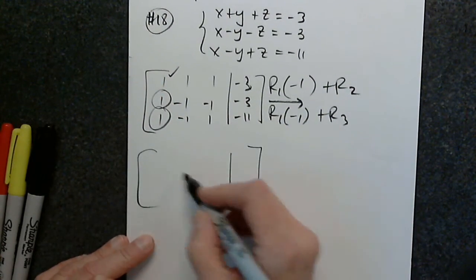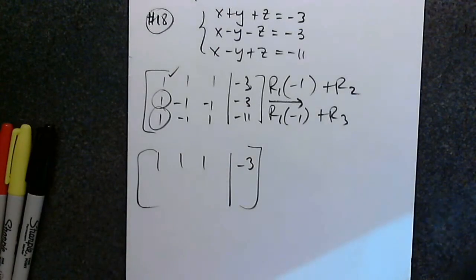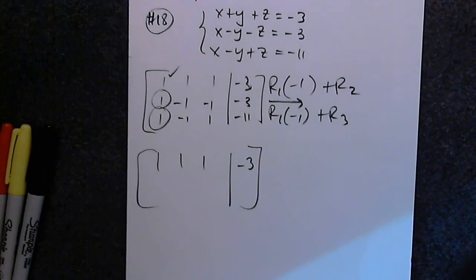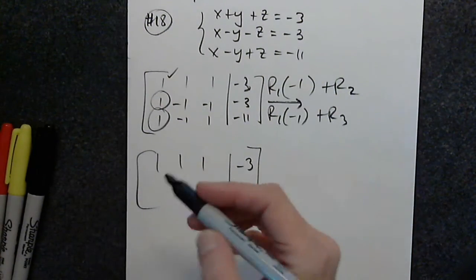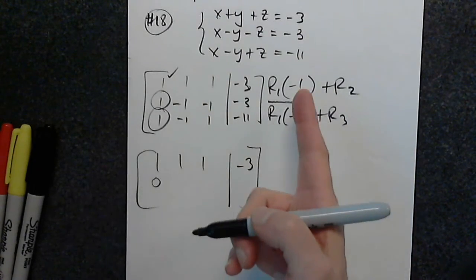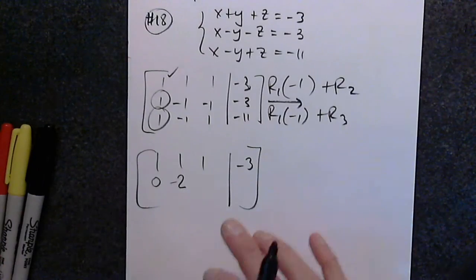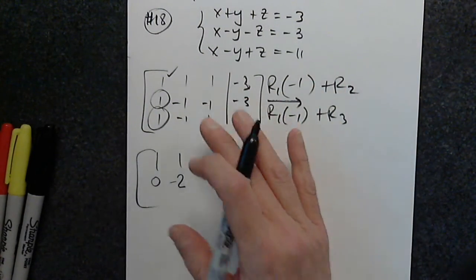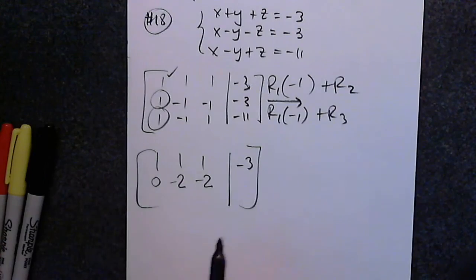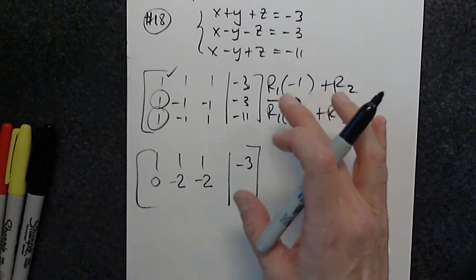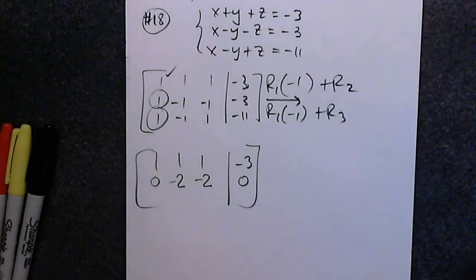So let's do this together. First, I have to copy the row that will not change. The row that does not change is the one that I'm using. In the first step, I will be copying row 1. In the second step, I will be copying row 2. And in the last step, I will be copying row 3. So 1 times -1 plus 1 is 0. 1 times -1 minus 1 is -2. 1 times -1 minus 1 is also -2. And -3 times -1 minus 3 will be 0.